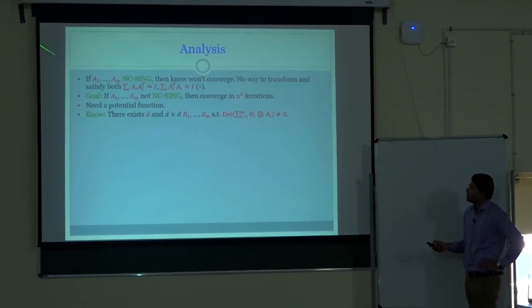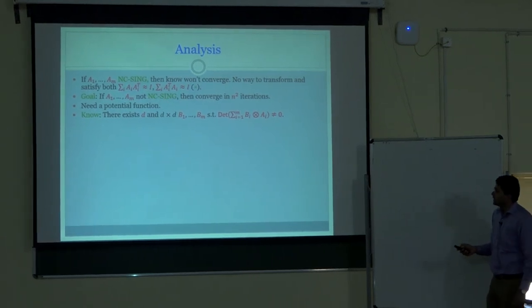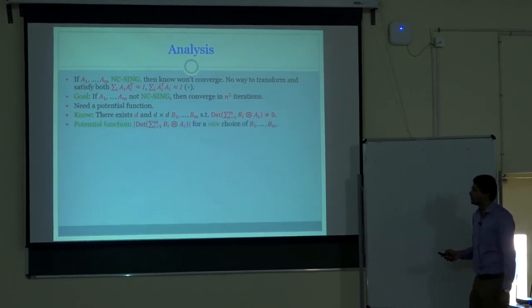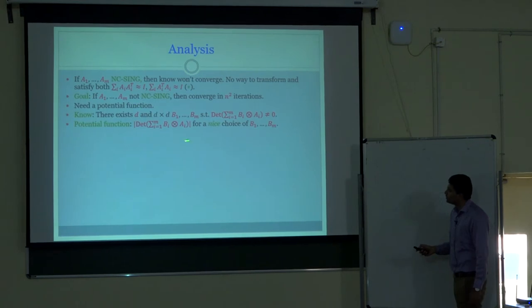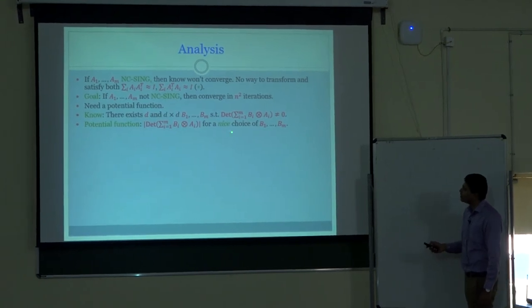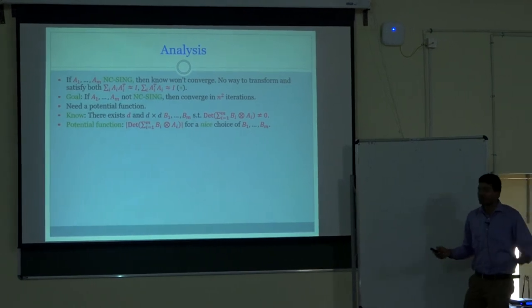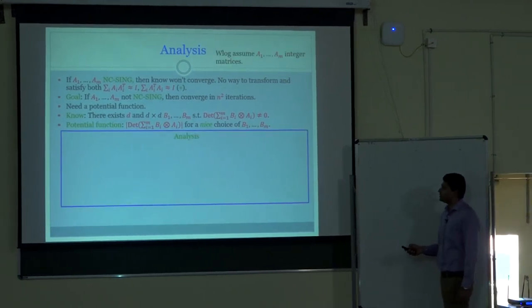So yeah, what do we know? We know that this tuple of matrices is non-commutative non-singular if there exists some dimension d and some d by d matrices such that this kind of a determinant is non-zero, right? This is just the definition that we took of this non-commutative singular thing, right? So then we'll use such a determinant as a potential function for the algorithm. So the potential function will be the absolute value of this determinant for some nice choice of b1 to bm, which will be clear as we go through the analysis of what choice of b1 to bm you need. So this is an algorithm.